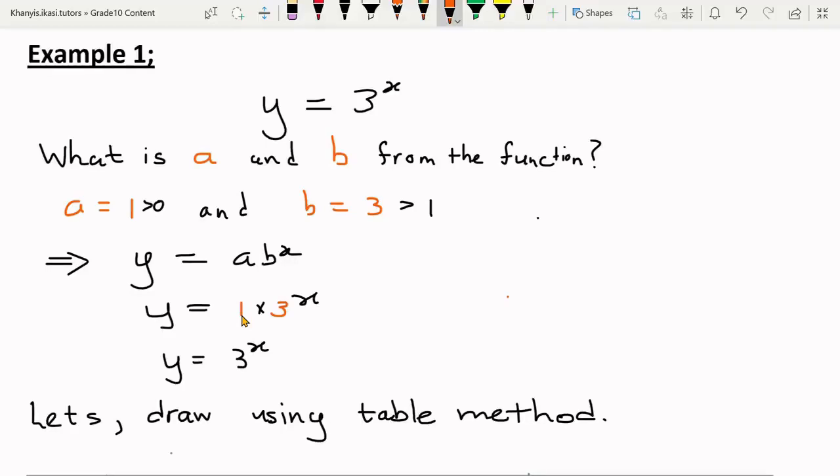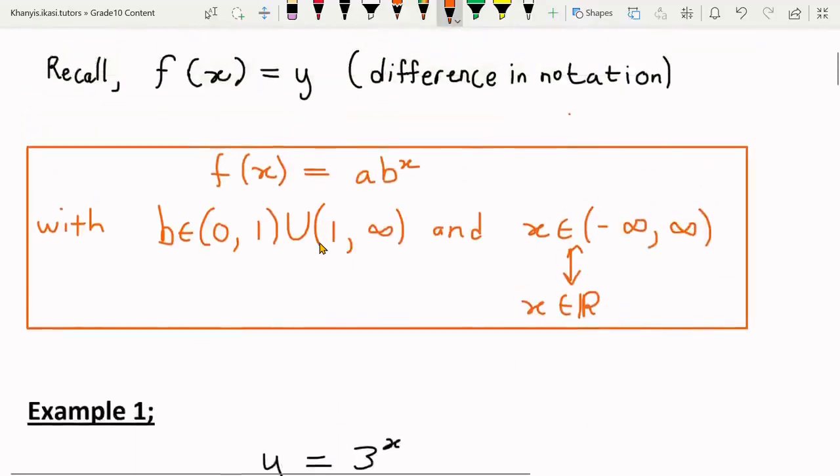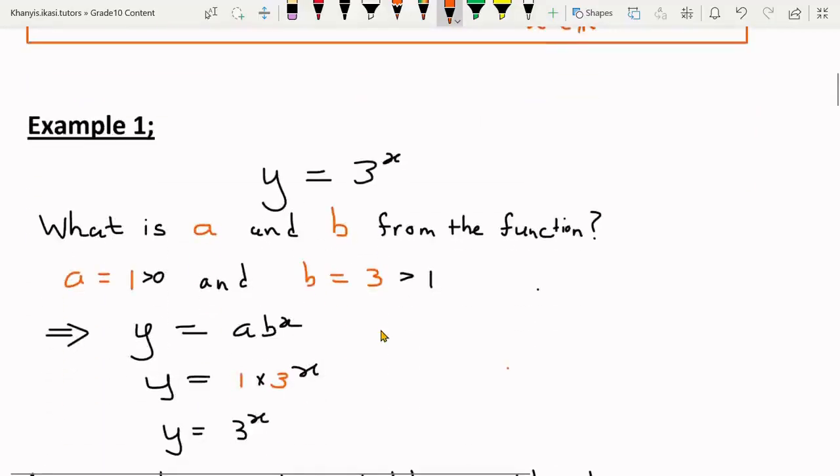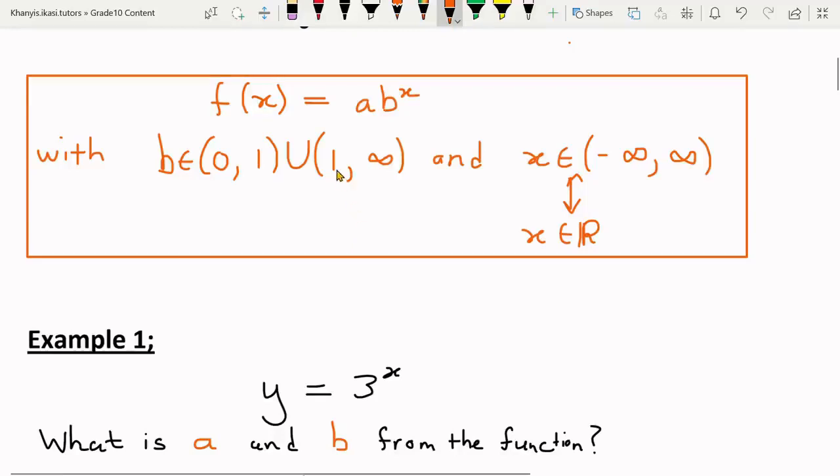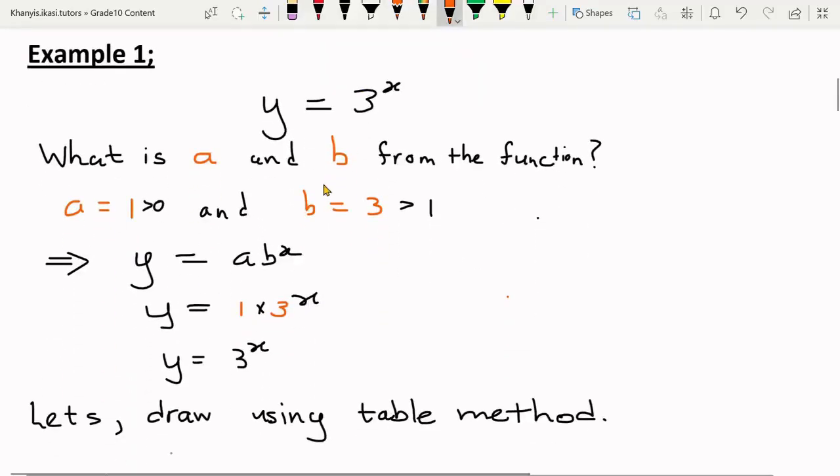But there's something that I want you to notice here. Notice that a is greater than 0 and b, since it's equal to 3, is greater than 1. If b is greater than 1, remember b, what was the condition? It has to be between 1 to infinity or 0 to 1, right? But here 3 is definitely in between 1 to infinity. So it does satisfy the general definition of an exponential function, right? Okay, so we have that, right?